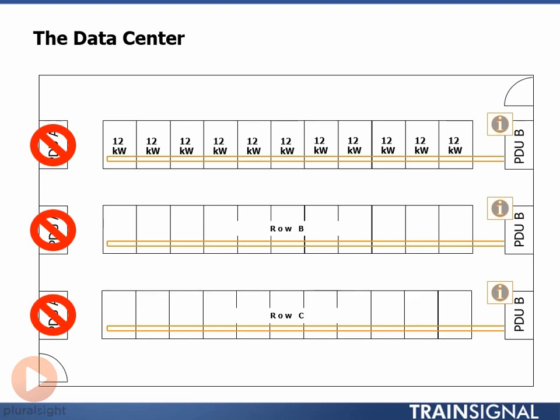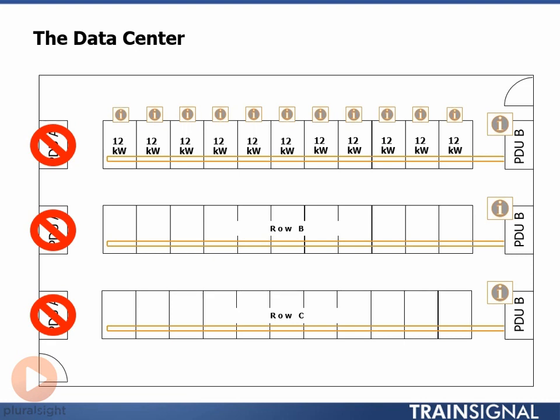So if cabinet 1 in row A houses a storage array that you're looking to replace, and you need to know how much power the storage array is currently consuming, you can't easily find that out from a power monitoring system that only monitors power at the PDU. What you need is a system that gives you cab-specific data. That is, data specific to equipment in individual cabinets.